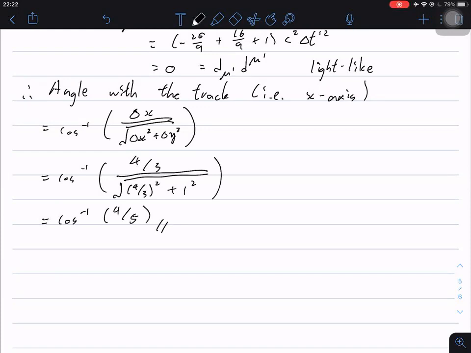So the light beam observed in the O frame is not moving in the direction perpendicular to the train, but at some angle. Okay, so that is the answer for question C.